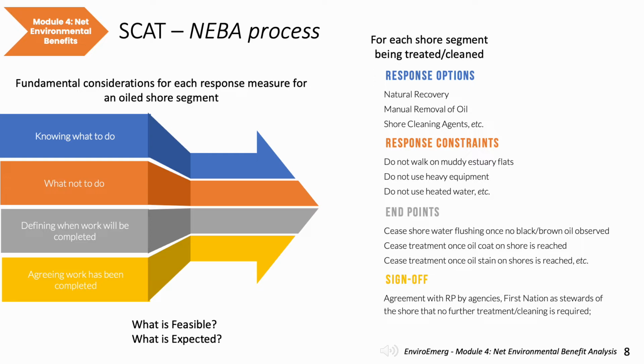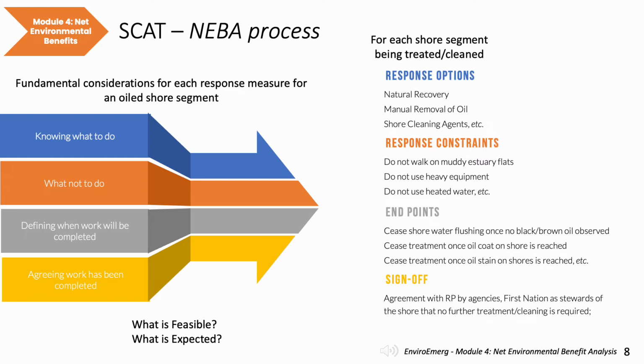Once a treatment measure or a combination of measures has been determined, the next step is to determine what not to do. These are the response constraints directed to operations. Examples would be: do not walk on muddy estuary flats and drive the oil into the mud. Don't use or stage heavy equipment in the uplands because there are culturally sensitive resources in that area. Response or operational constraints are very important in achieving a net environmental benefit because you do not want to do more harm than the oil itself.